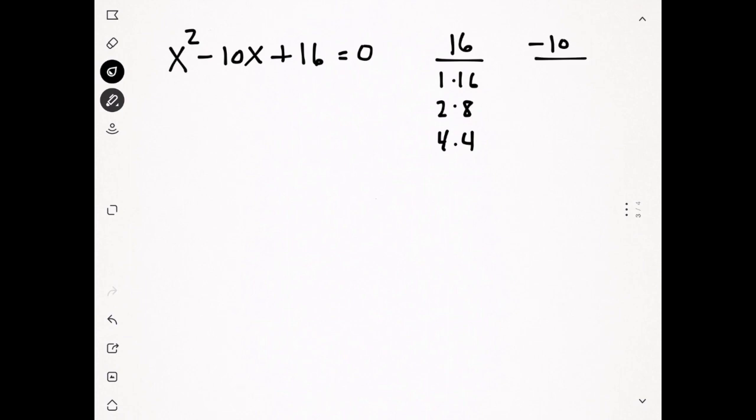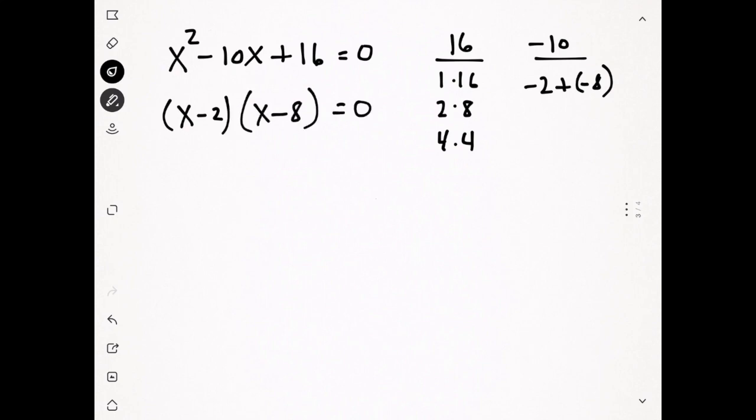two add to -10? Well, none of them do because they're all positive. But we need to remember that we can take two negatives and equal a positive number. So for 16, we can make each one of these numbers negative. So in that case, the -2 plus the -8 is equal to -10. So our two binomials will be x minus 2 times x minus 8 equals 0. And then again, we look at those two numbers and we take the opposite of those two numbers. So we have x equals 2 and x equals 8.